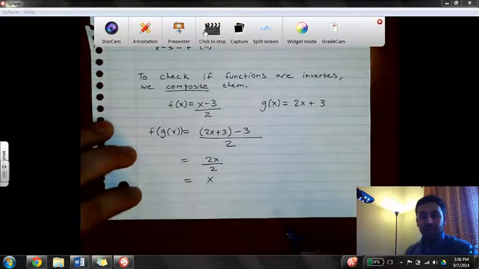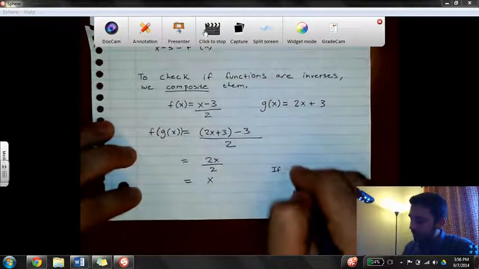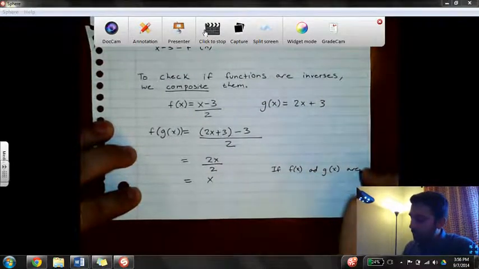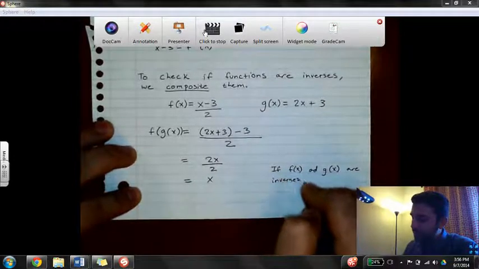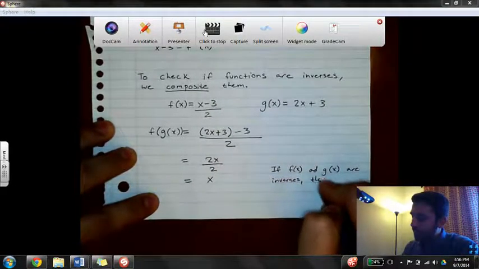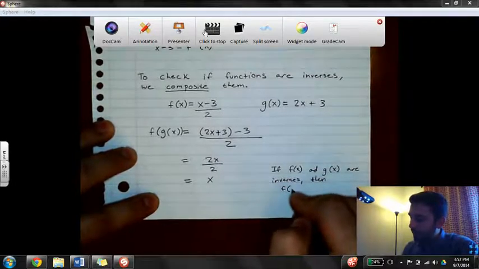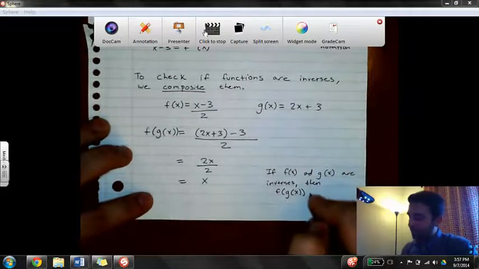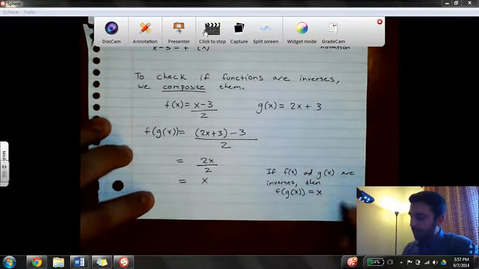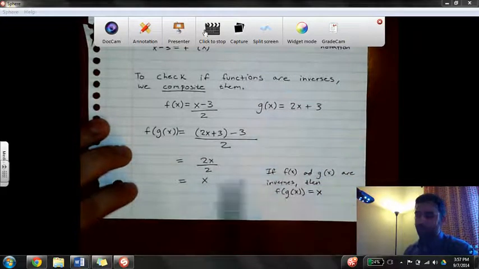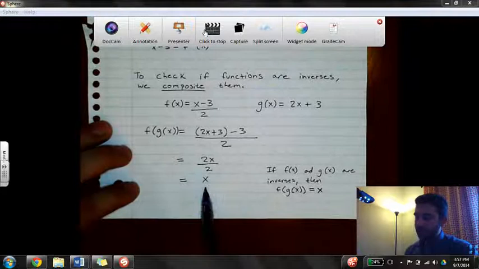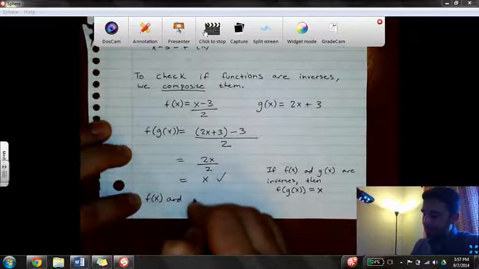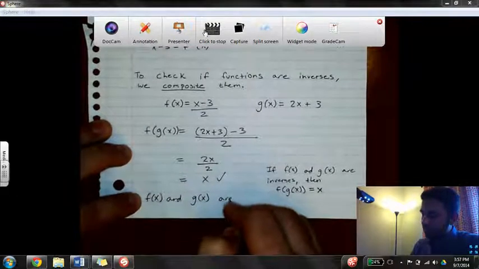The definition of an inverse: if f of x and g of x are inverses, then f composed with g of x, so the composite, would be equal to x. In this example, when we took g and substituted it into x in our f of x, we solved and got x. We can say f of x and g of x are inverse functions.